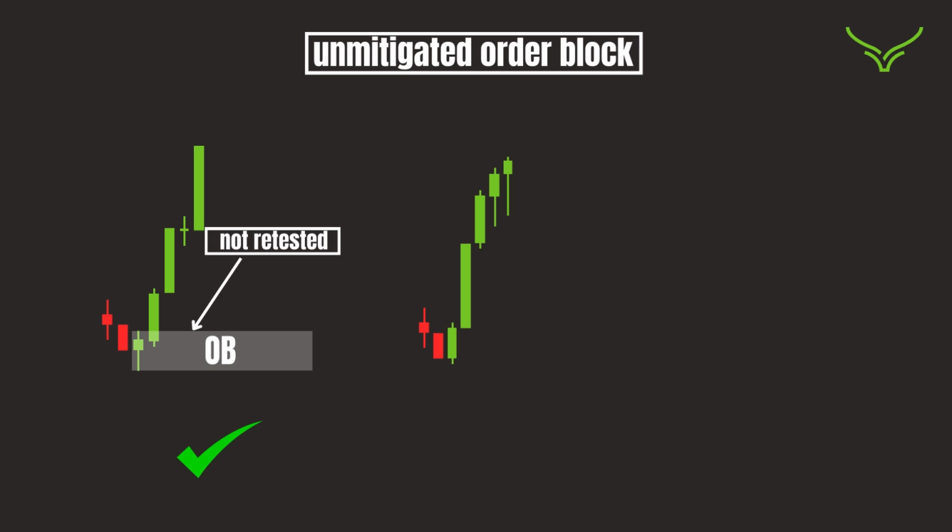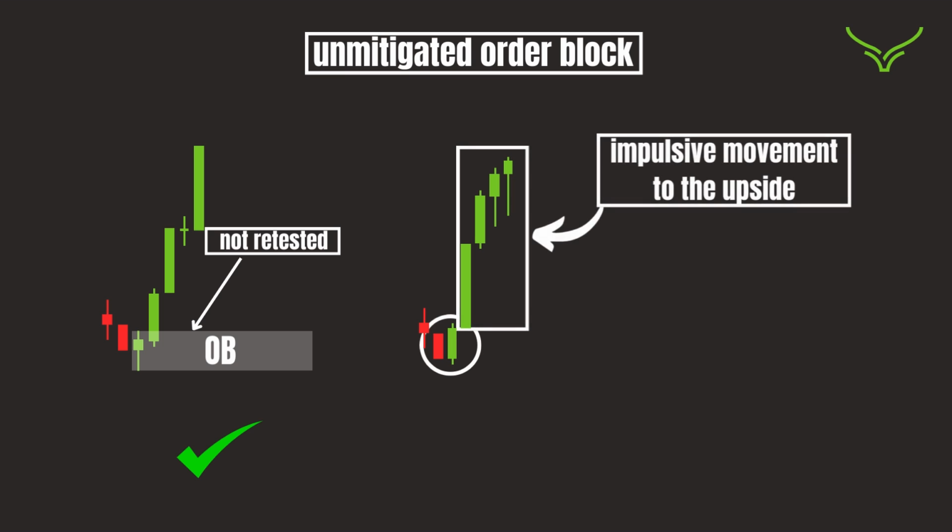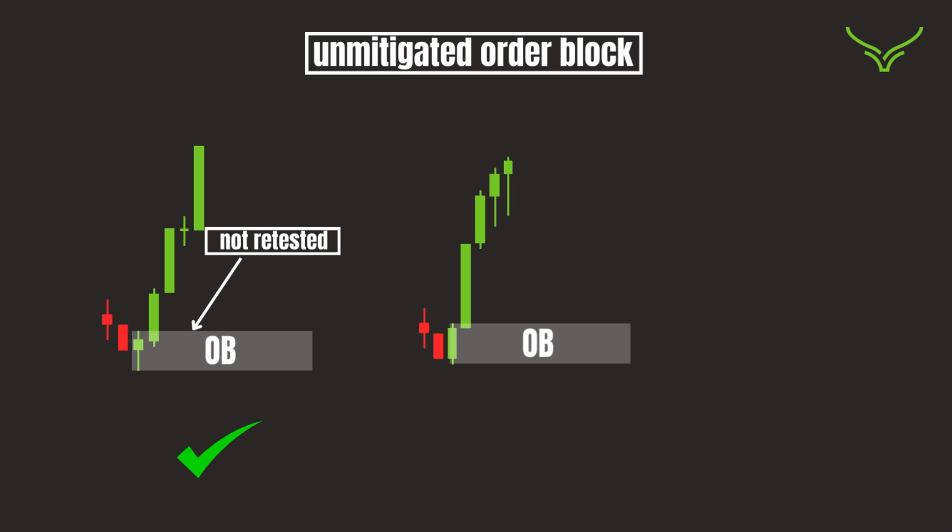Let's look at this second price chart example. Also, it is evident that this is the last candle before the significant increase in buying pressure, thus making it our order block. Upon close inspection, it becomes evident that our identified order block has not been retested by the wicks of the prevailing candlesticks. This characteristic renders it an unmitigated order block.